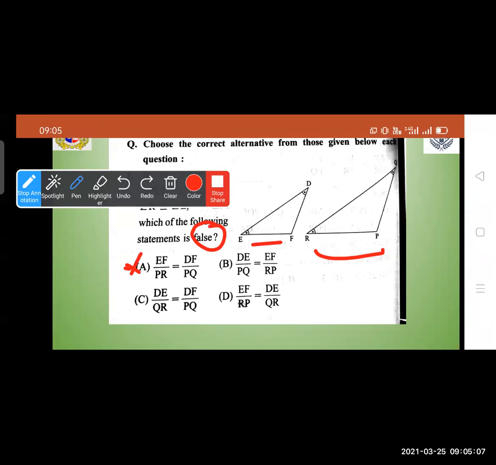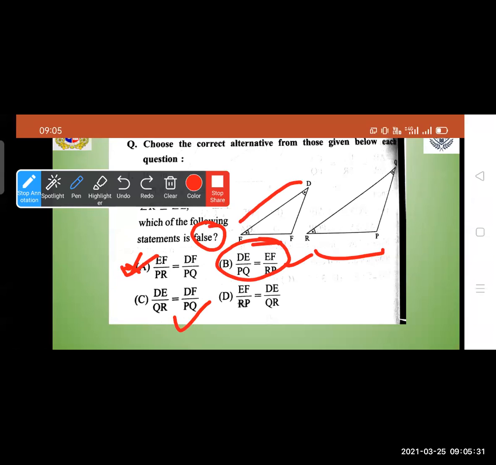For this question, students, first you have to check one by one. First you have to check whether option A is correct or not. Then move on to option B, then move on to option C. In this way, you get your correct option. First, you have to read the question carefully. Which of the following statements is false? Out of 4, 3 are true statements. Only 1 statement is false.